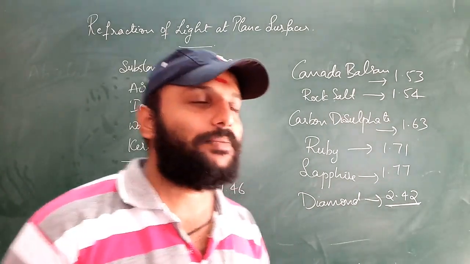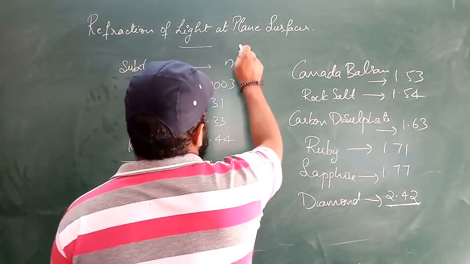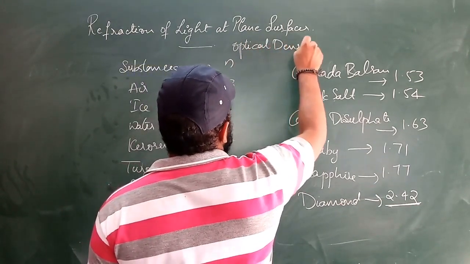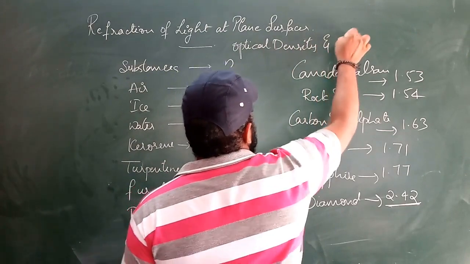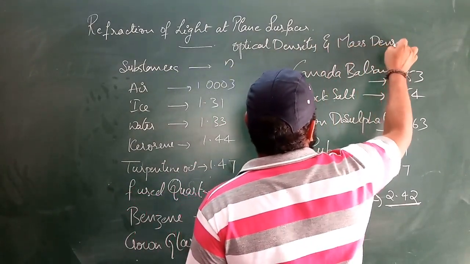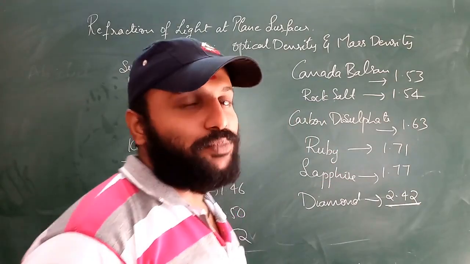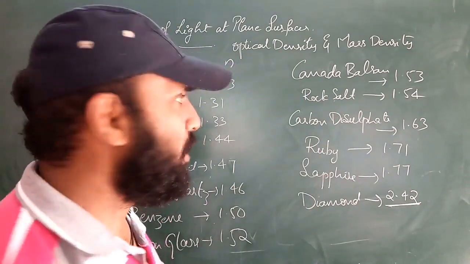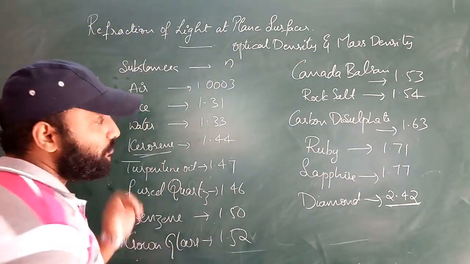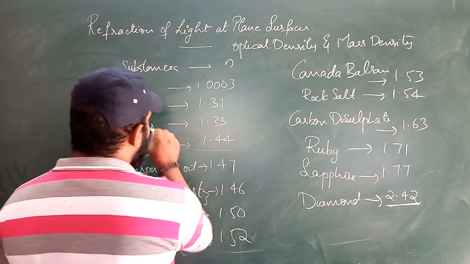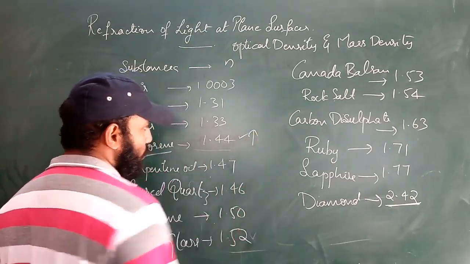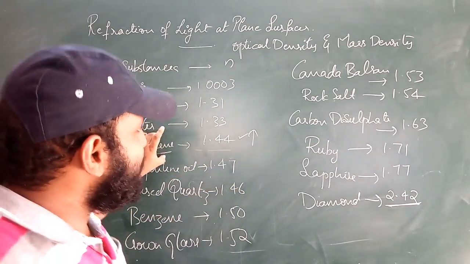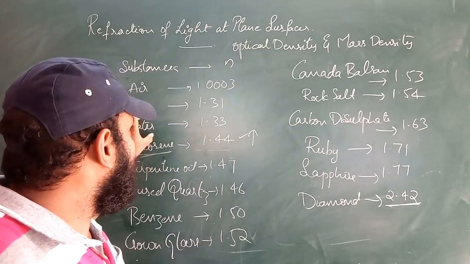Now the important point here is optical density and mass density. Optical density and mass density both are different. If I say optical density, if I say mass, both are completely different. If you observe here, kerosene, optical density compared with water is more. 1.33 is for water, kerosene is 1.44. So optical density of kerosene is 1.44, optical density of water is 1.33.